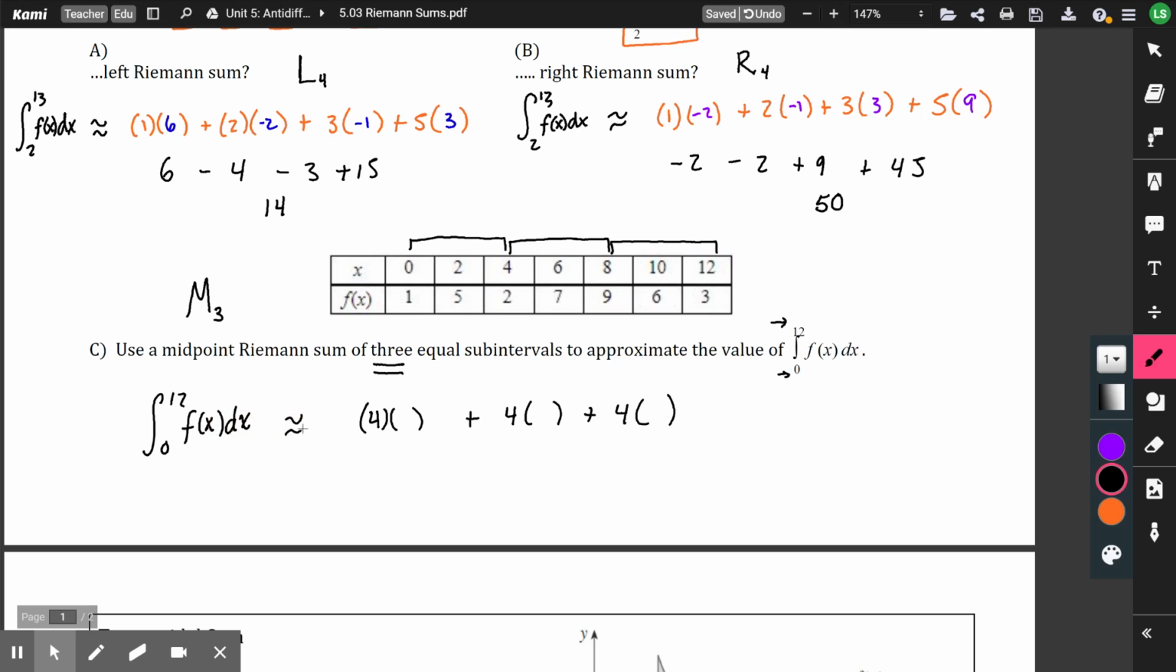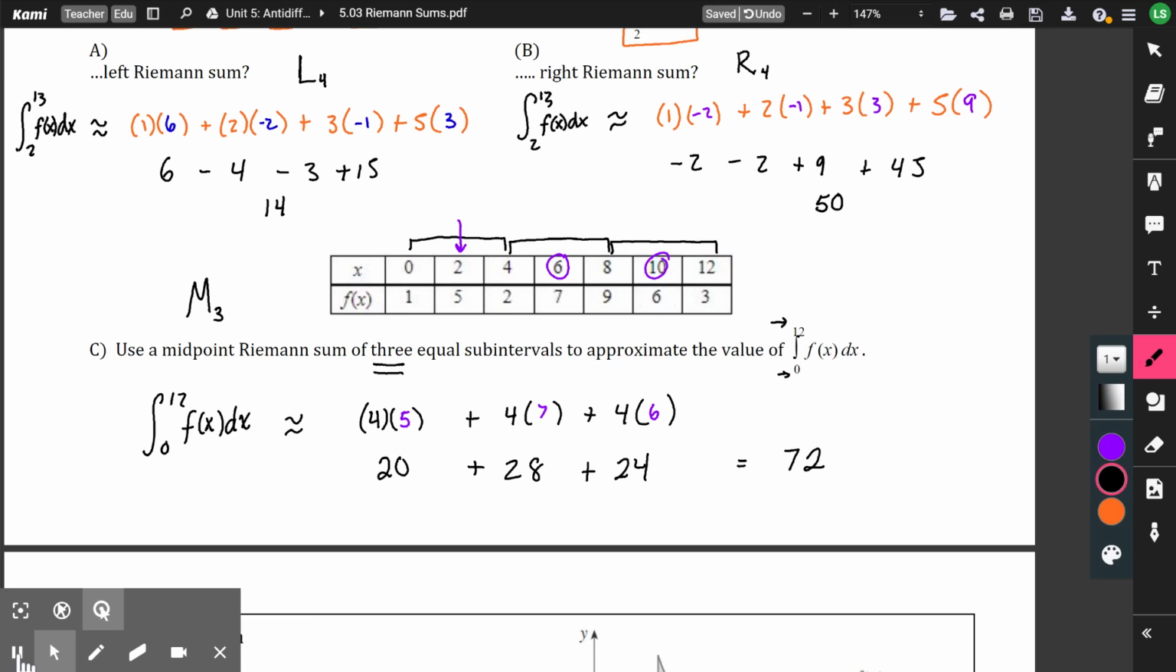And again, we're approximating the area under the curve from 0 to 12 of f of x. So what we're going to pick for the height is the value that's in the middle to determine what the height should be. Since 2 is in the middle of 0 and 4, f of 2 is worth 5. 6 is in the middle of our second rectangle. It has a value of 7. And then 10 would be in the center of our last rectangle, and its value would be 6. So our final approximation would be 72.